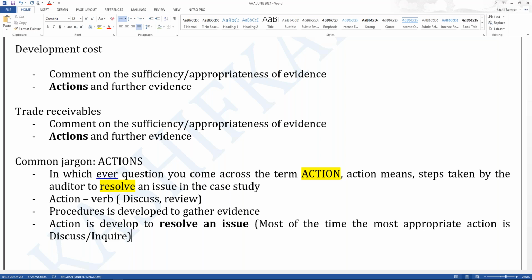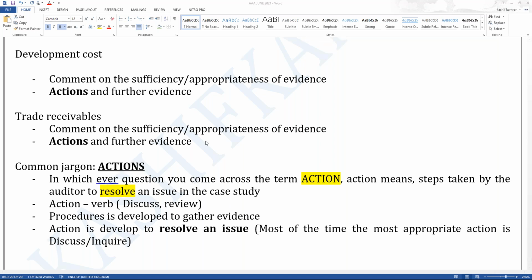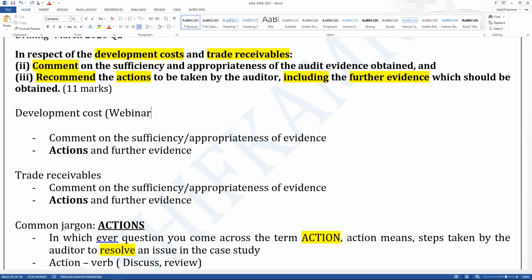So please understand the literal meaning of the word action, procedure, and evidence. They all came in one class today. Okay, let's start the journey. Let's look at the problems in the development cost. I'll do it, and you do it for the trade receivable, right? So I'm doing the development cost in the webinar and you will do the trade receivable as your home assignments. Is that clear to everyone?